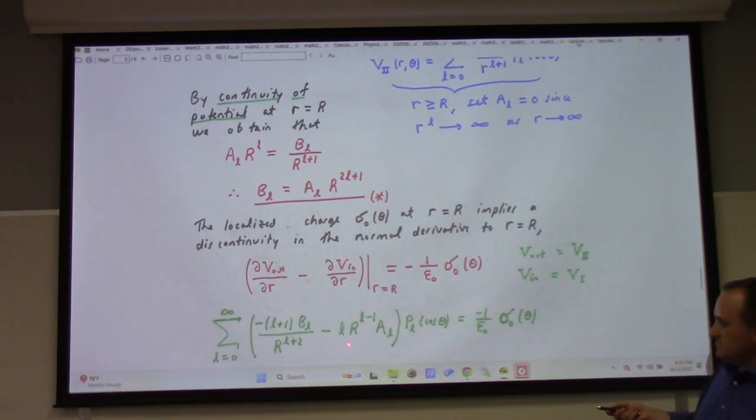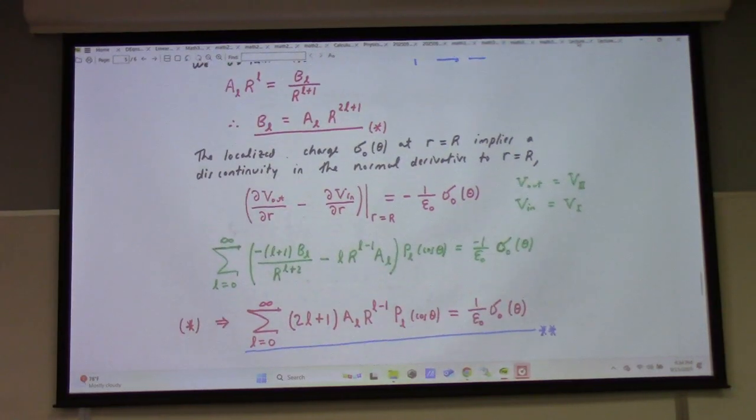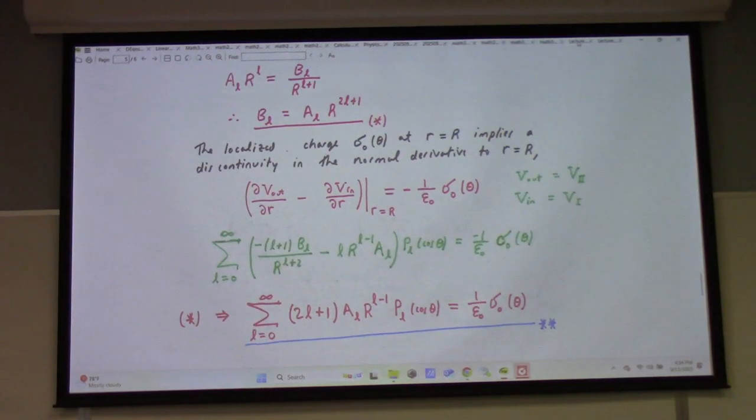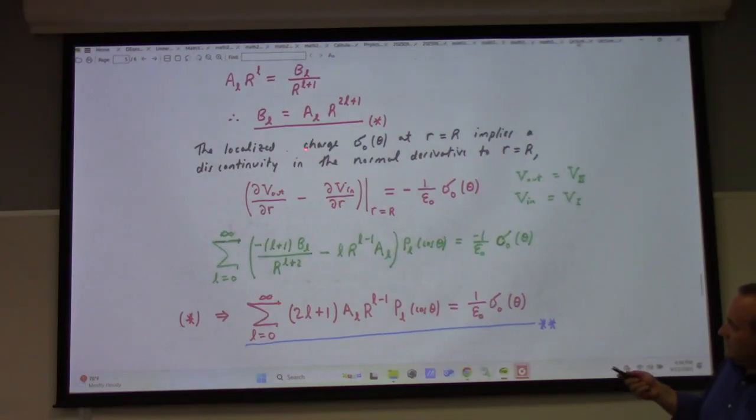But if you look at this and you use that equation right here, you can collect these terms together. Why have an a and a b when you can just have an a? So that gives us this. It's not too hard to see. This b sub L has the R to the 2L plus 1. So when you put the 2L plus 1 here, it simplifies back down to L minus 1, because you've got L plus 2 in the denominator, you're subtracting L plus 2.